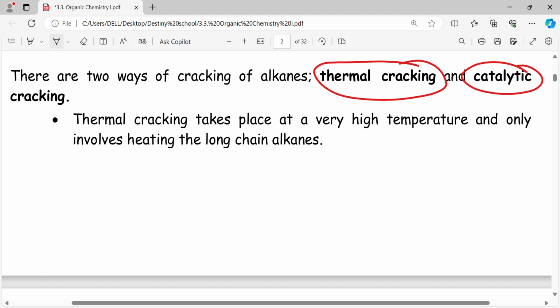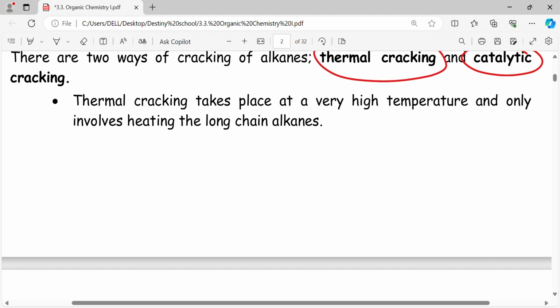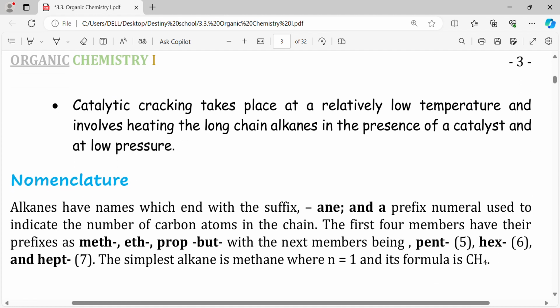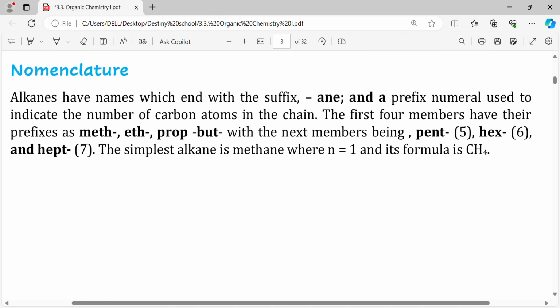So there are two ways of cracking these. Cracking is basically making long chain alkanes short. You can use heat, thermal cracking, where you use heat to make them shorter. Then in catalytic cracking, you use a catalyst to make them shorter. That's all that you need to know. Nothing else other than that.